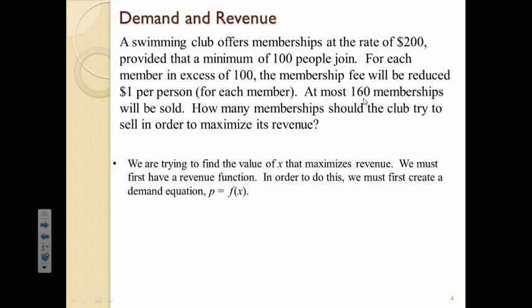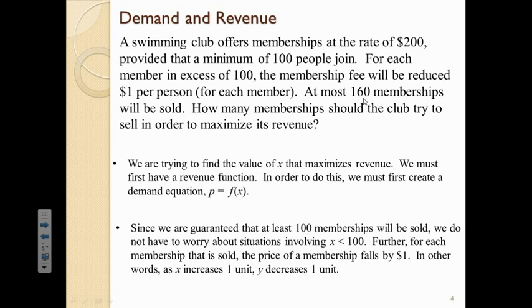And of course, to do this, we must first create our demand function, our P, or our f of X. Well, if we think about this, we know that we're guaranteed to have 100 people in membership. I guess that's actually in the problem I didn't copy into the book. They're confident they're going to have at least 100 members. So we're not going to worry about situations where X is less than 100, only when X is from 100 to 160.